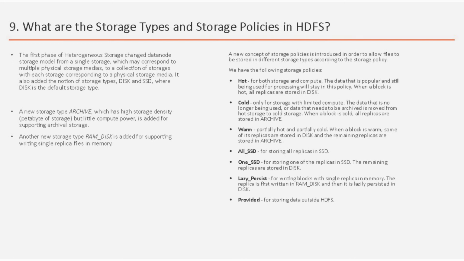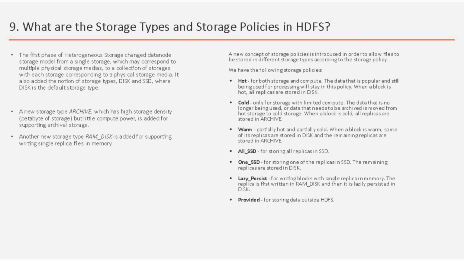Now we will discuss what are the storage types and what are the storage policies in HDFS. The first phase of heterogeneous storage changed the data node storage model from a single storage, which may correspond to multiple physical storage media, to a collection of storages, with each storage corresponding to a physical storage media. It also added the notion of storage type, disk and SSD, where disk is the default storage type. A new storage type, archive, which has high storage density but little computing power, is added for supporting archival storage. Another new storage type, RAM disk, is added for supporting writing single replica files in memory.